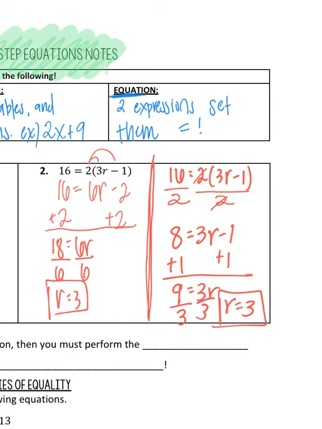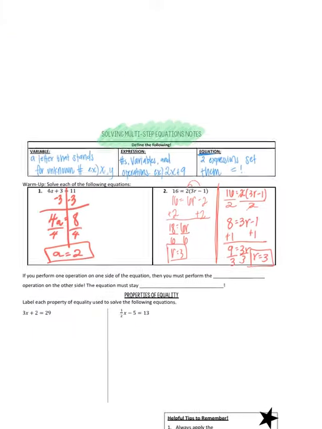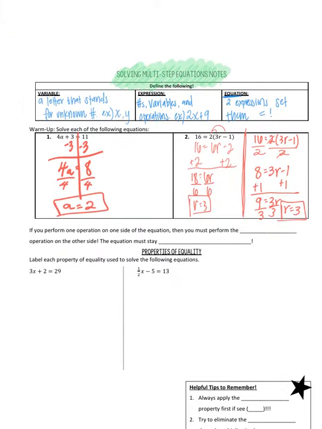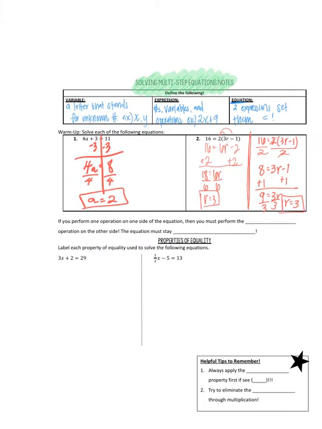Either way is absolutely correct. So hopefully those allowed you to get back in the mind space of solving equations. And remember, when you're solving equations, if you perform one operation on one side of the equation, then you must perform the same operation on the other side. You've got to keep the equations balanced. The equation must stay balanced.